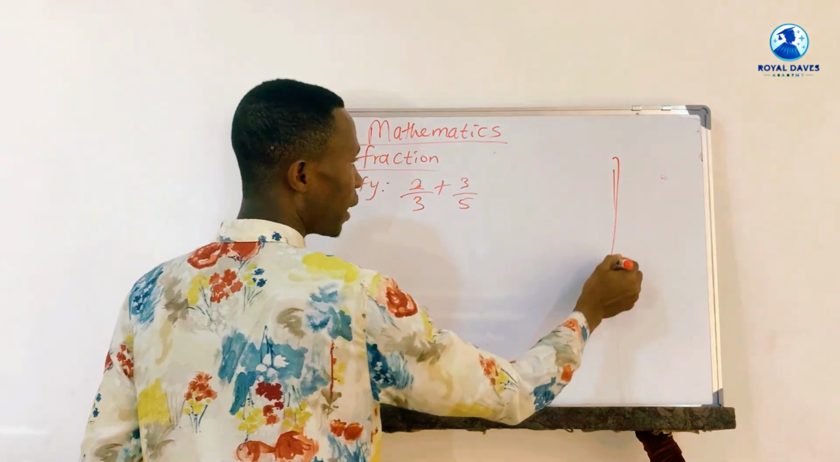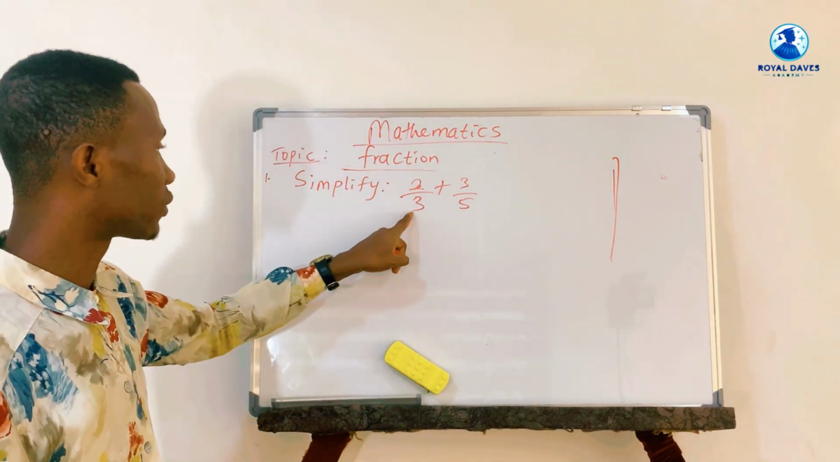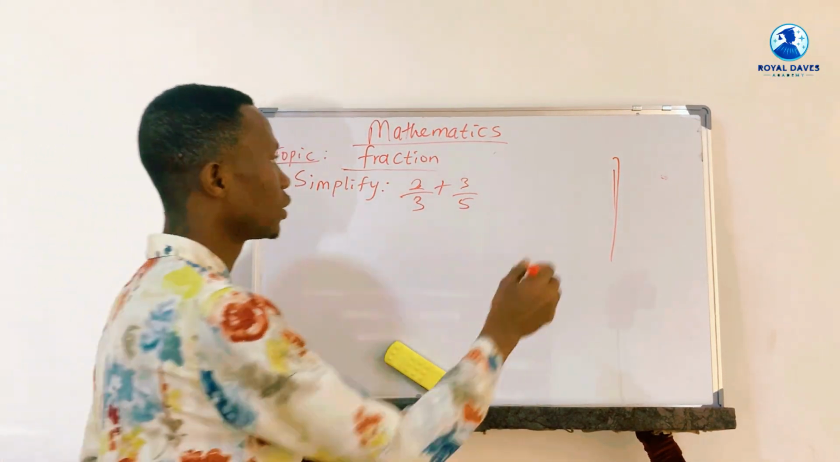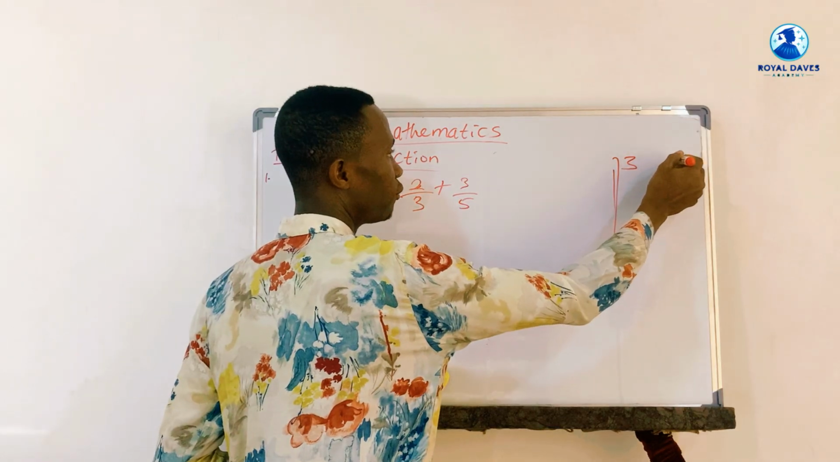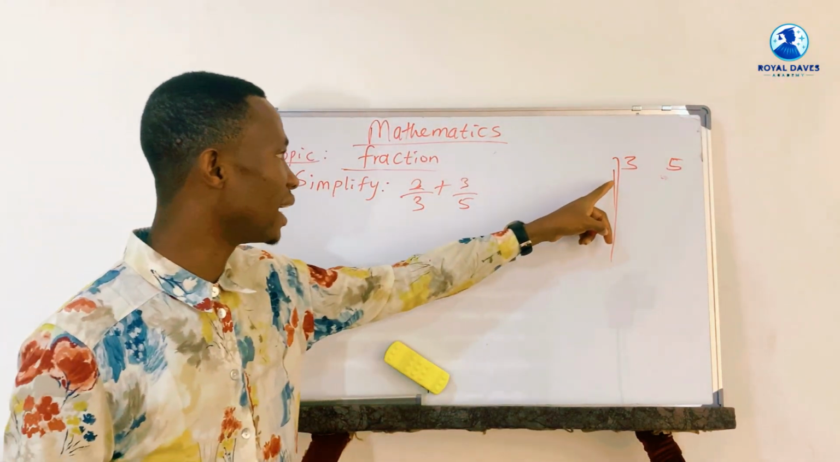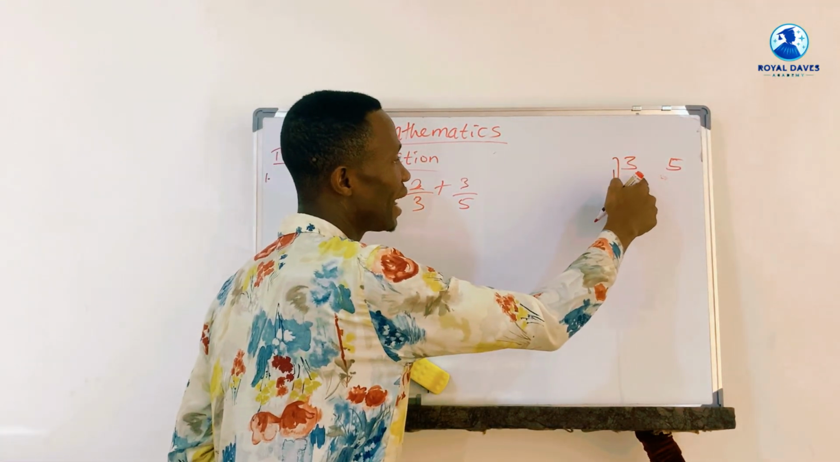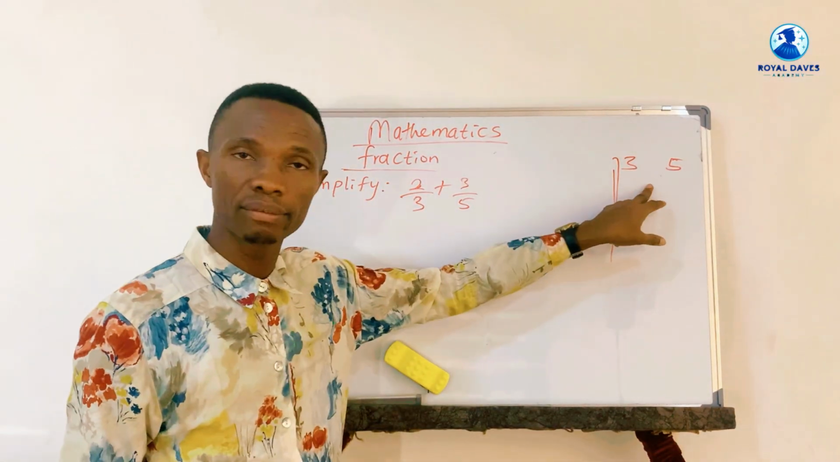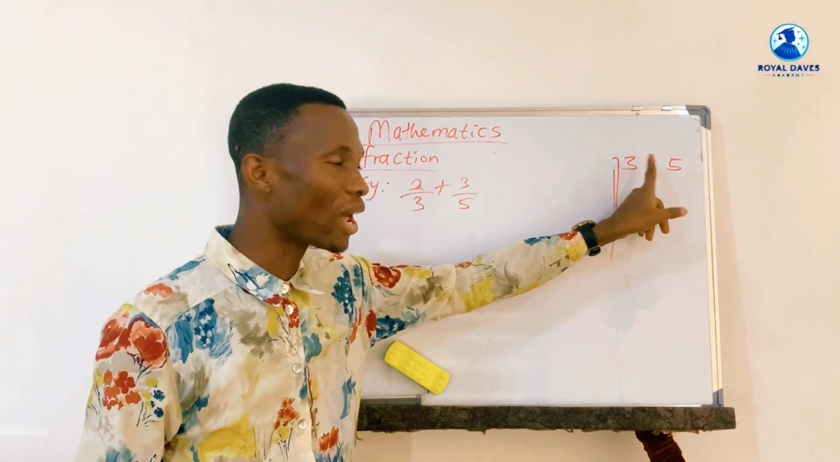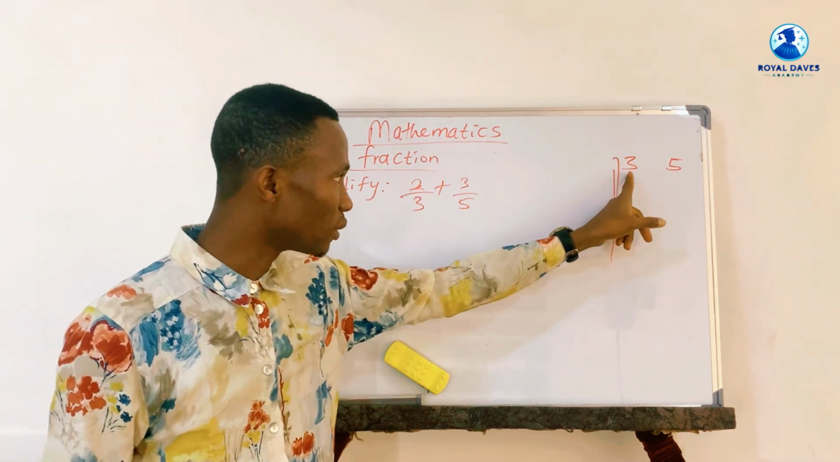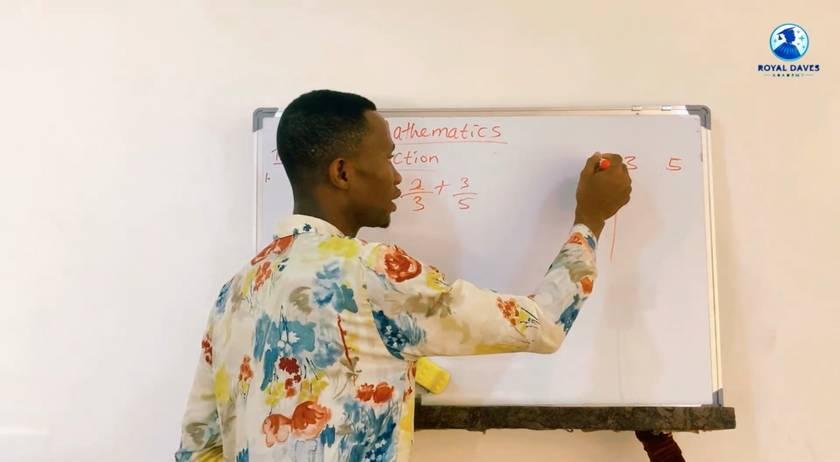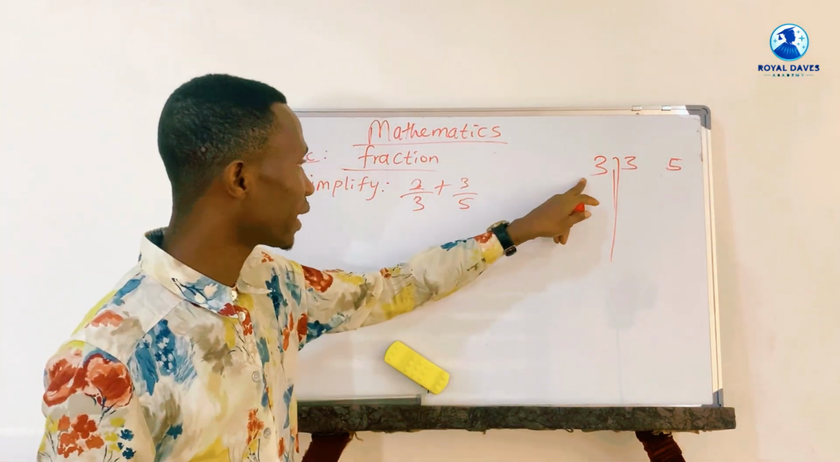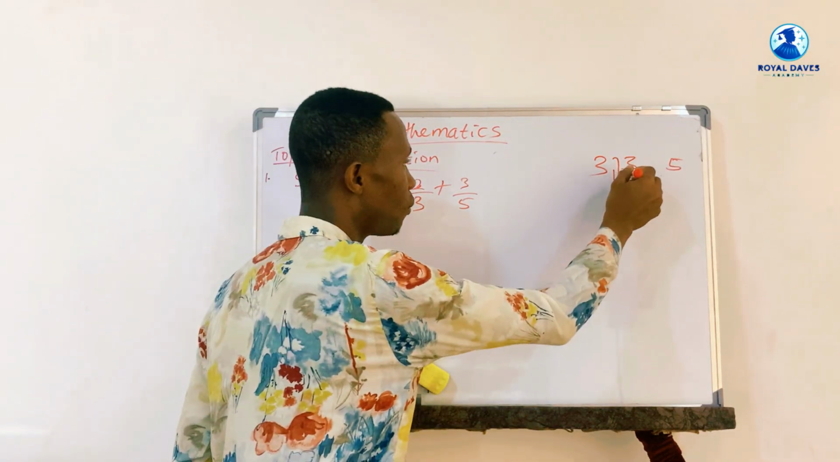We'll simply go to a rough paper and look for the LCM of 3 and 5. Write your 3 and your 5. So what will be the LCM of 3 and 5? There's no number that will divide both 3 and 5. So we look for a number that can divide one of the numbers. We'll start from the small number, which is 3. Write your 3. So 3 divide 3, you have 1.